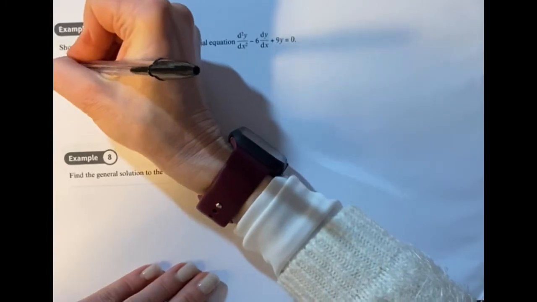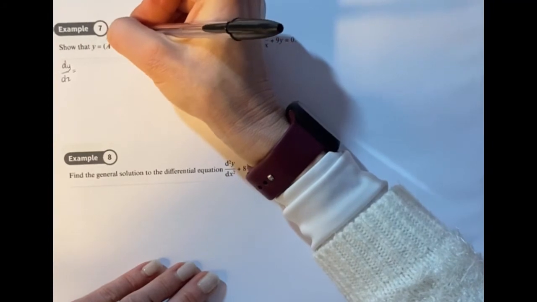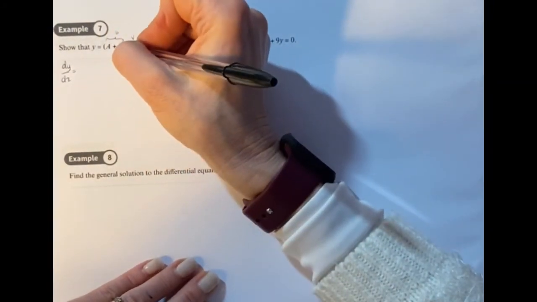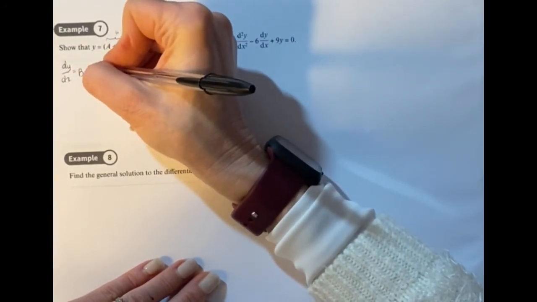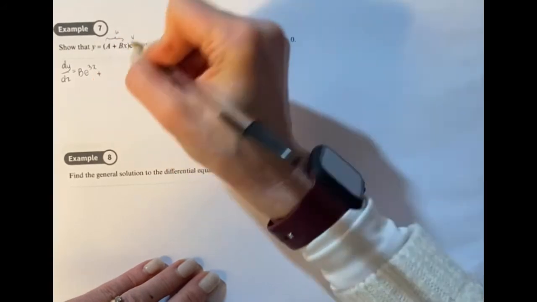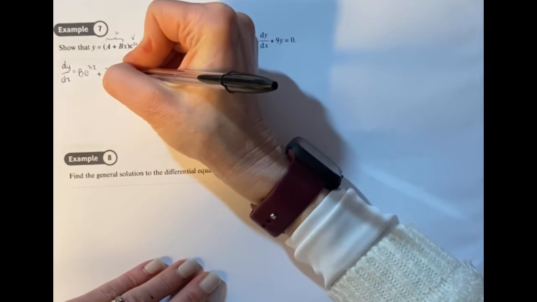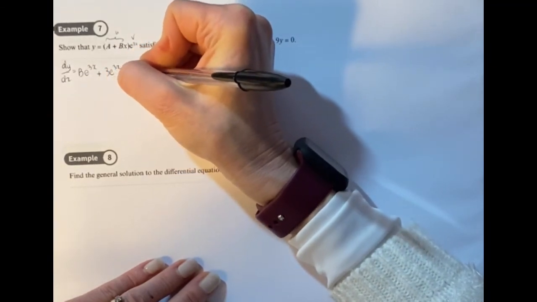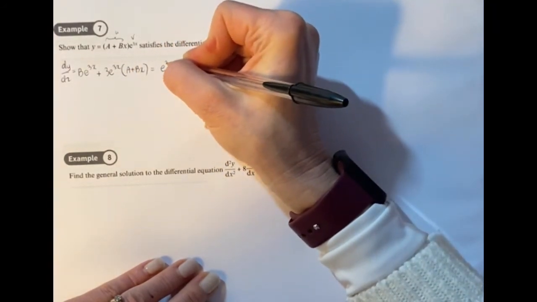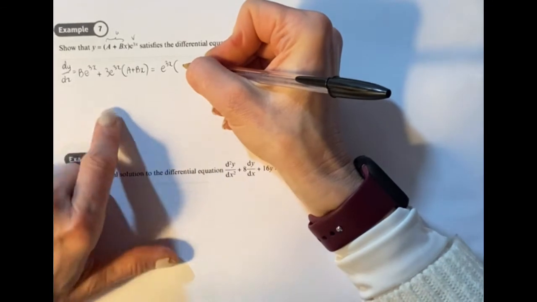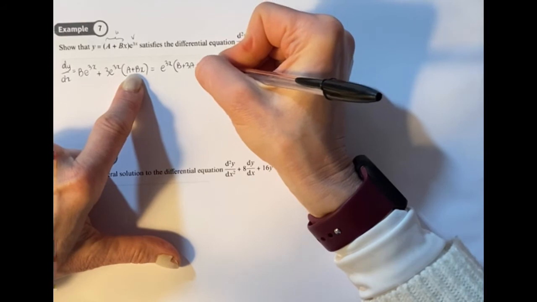So let's differentiate it once. So dy dx. Use the product rule, that's u and that's v. So we're going to differentiate u to obtain b, so it's b times e to the power of 3x, plus we're going to differentiate e to the power of 3x to obtain 3e to the power of 3x multiplied by a plus bx. Maybe tidy it up by factorizing e to the power of 3x. So you're going to get b plus 3a plus 3bx.